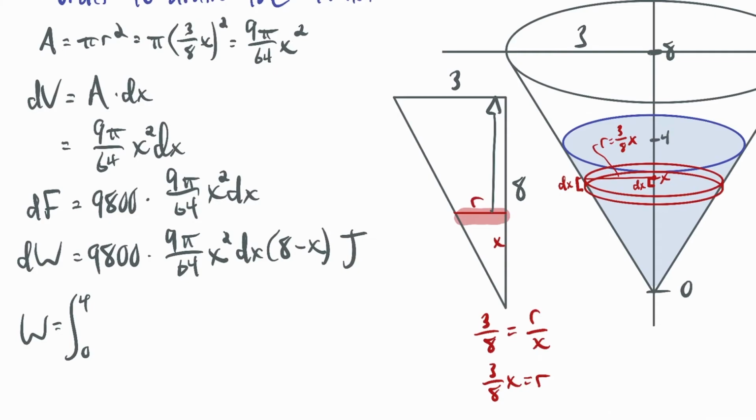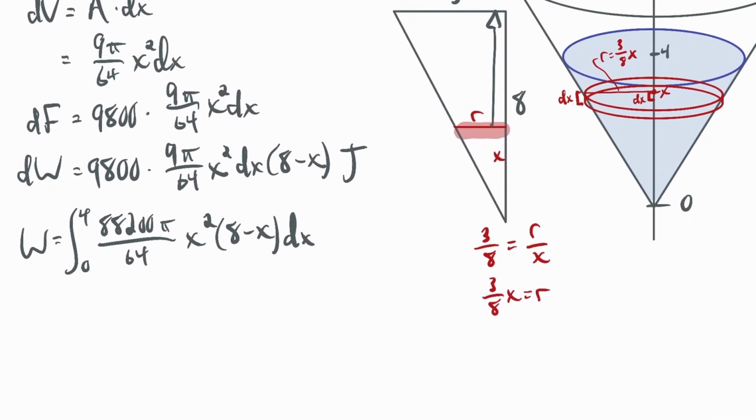Okay, so 88,200 pi over 64, which, since there are even numbers in the top and bottom of that fraction, obviously we're going to be able to reduce at some point. x squared times 8 minus x dx. We usually put dx at the end. If I had left this order, that wouldn't be incorrect. Just, at some point, we're going to need to distribute the x squared, so it makes sense to do it here.